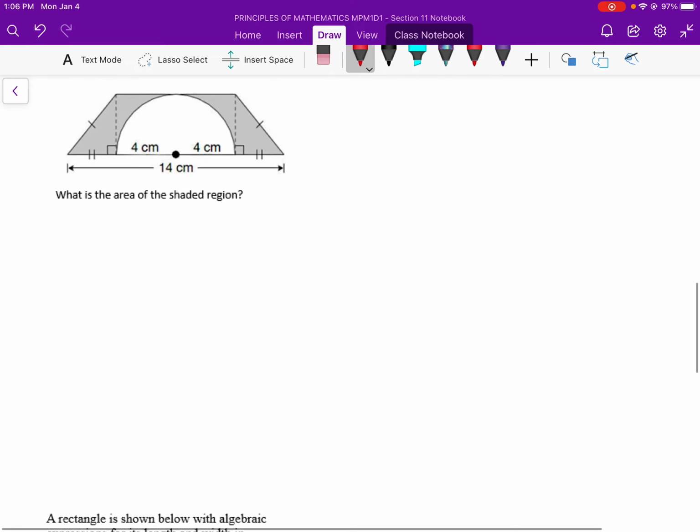So, I thought we could just do a question together. Like this one: what is the area of the shaded region? Here's an example of a composite figure. We've got a trapezoid, or you could think of it as two triangles and a rectangle. Then it looks like they've taken a cutout of a semicircle and cut that out of the shape. So we want to find the area of the shaded region.